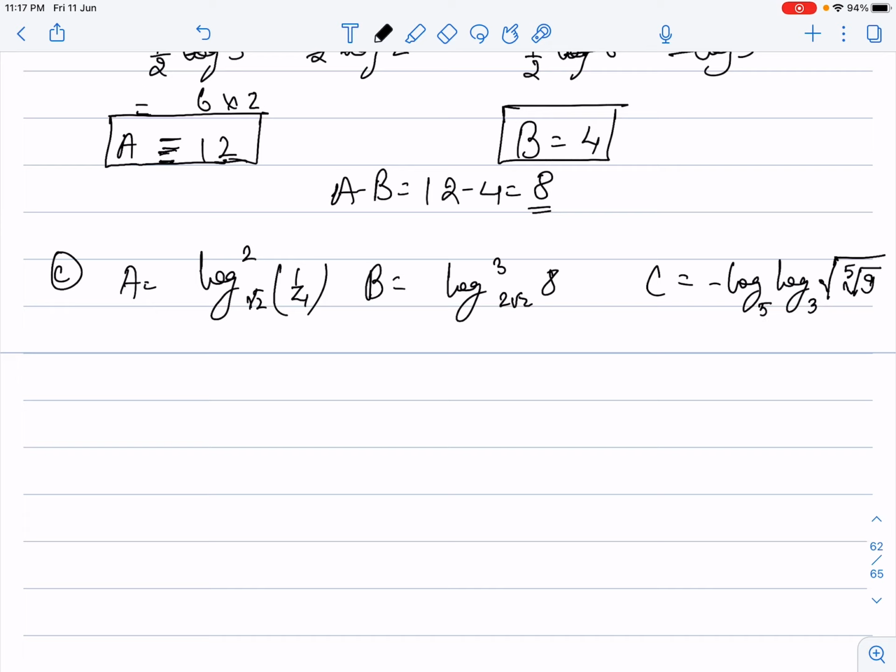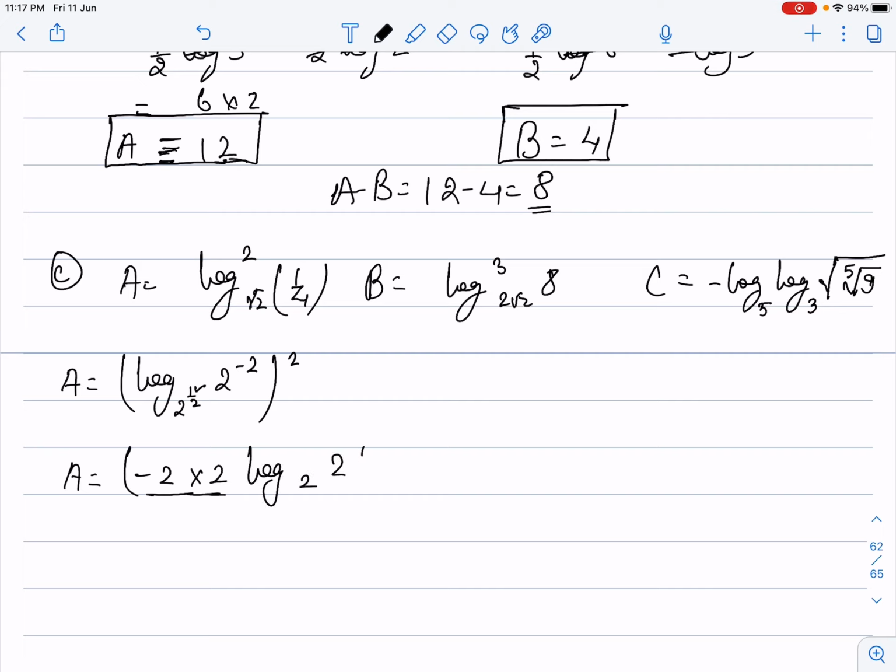Now my dear students, I'll write it like A is equal to log of 2 to the power minus 2 base 2 to the power 1 by 2 and whole power 2. Then the value of A will be minus 2 divided by, guys, 1 by 2 will become 2 over here. In numerator only it will be written because we have to reciprocate it. Then log 2 base 2 whole square. So the value of A will be 4 because we know log 2 base 2 is equal to 1.